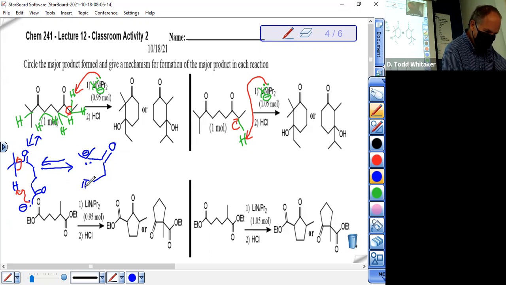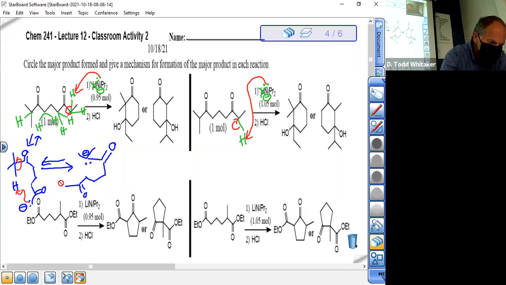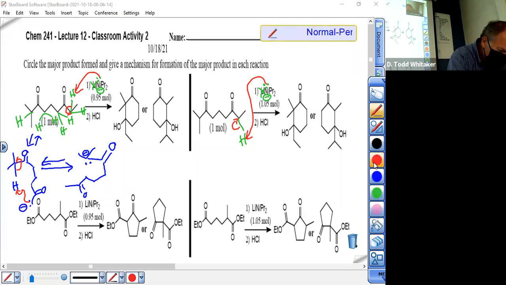1, 2, 3. The third one's the carbonyl. 1, 2, no, fourth one's the carbonyl. One, two, three, four. There. Very long. Okay, and then you're almost there.